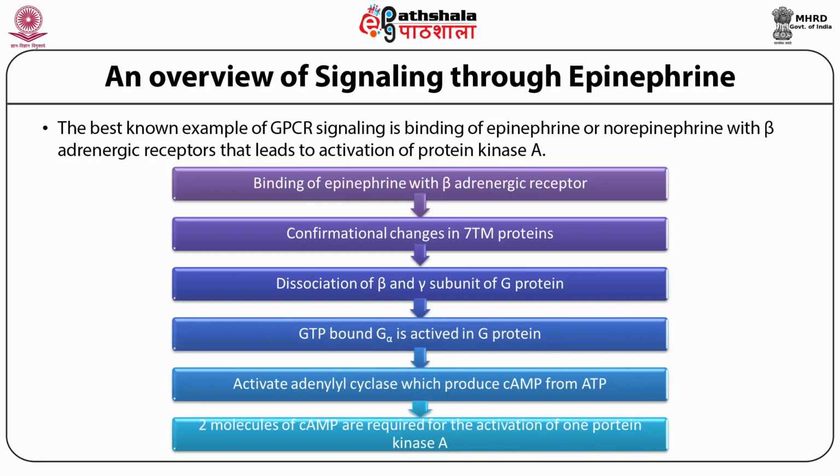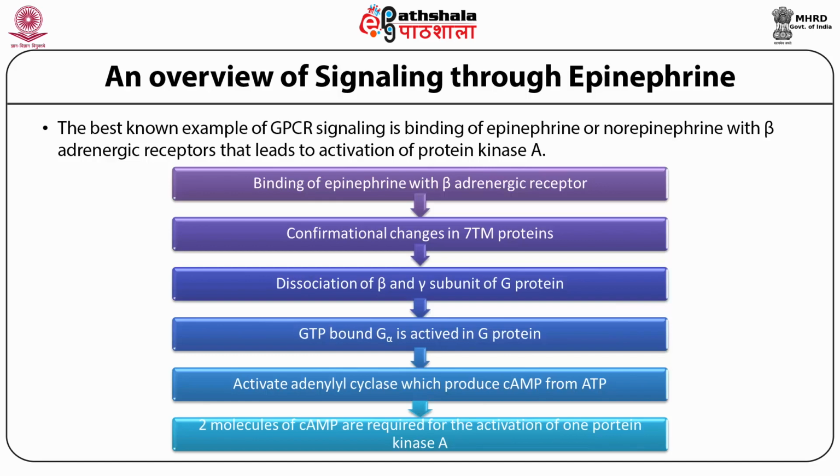Beta adrenergic receptors are 7 transmembrane proteins. On binding of epinephrine, the receptor protein undergoes a conformational change, which induces the exchange of GDP with GTP in the alpha subunit of this G protein. The activated G protein then binds with adenylyl cyclase, which contains 12 membrane spanning helices. Binding induces catalytic activity of this enzyme, which produces cyclic AMP from ATP.